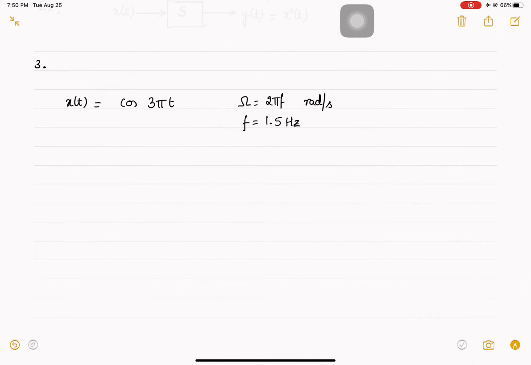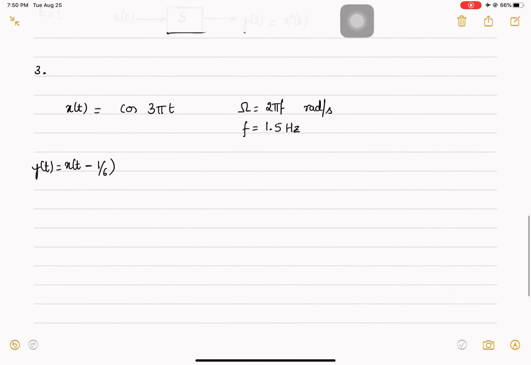Now suppose what I'll do is shift it by t minus, let's say to get pi by 2, 1 by 6. So let's plot these signals. We'll plot x of t as well as y of t and see what the relation between them is. This operation is called the time shifting operation.